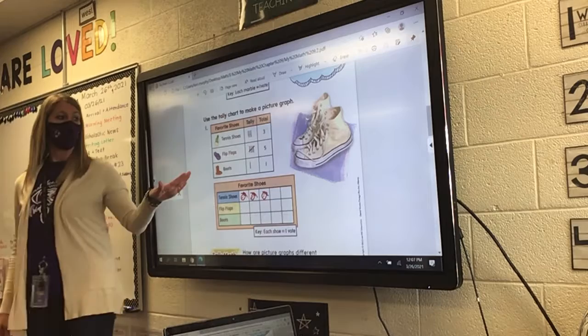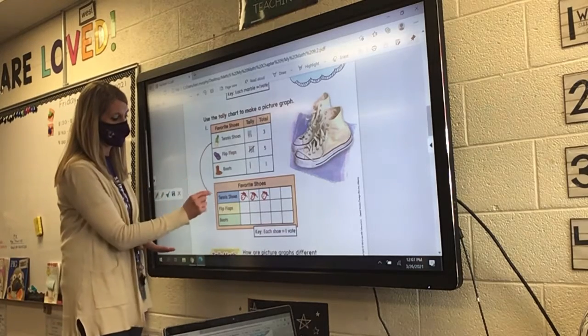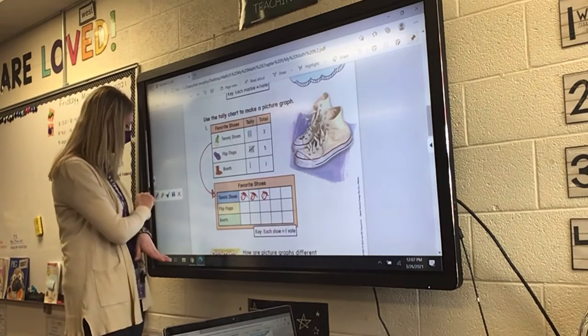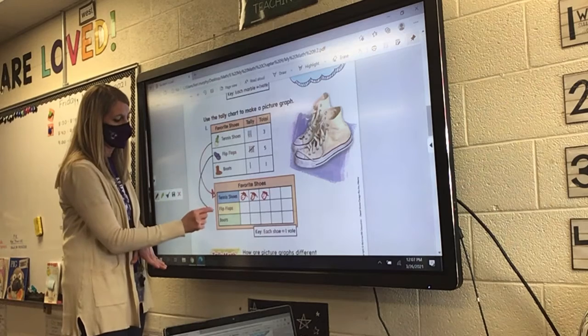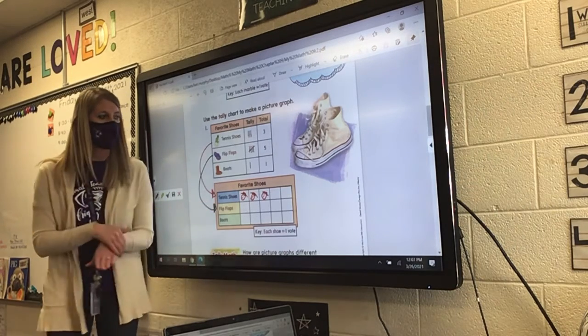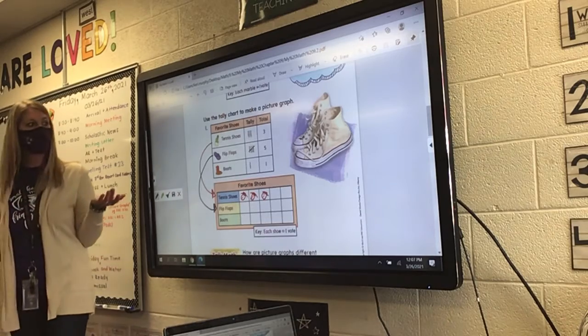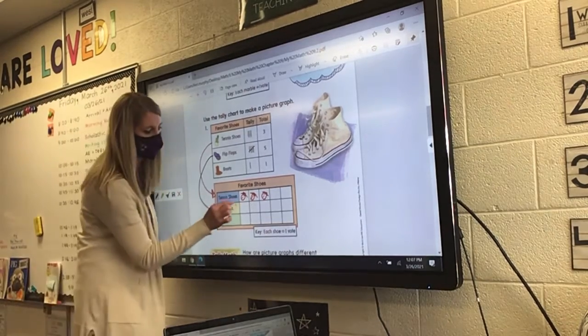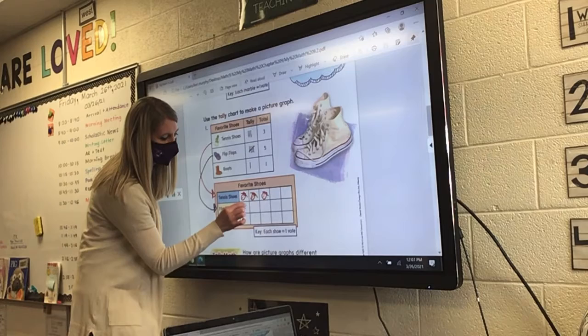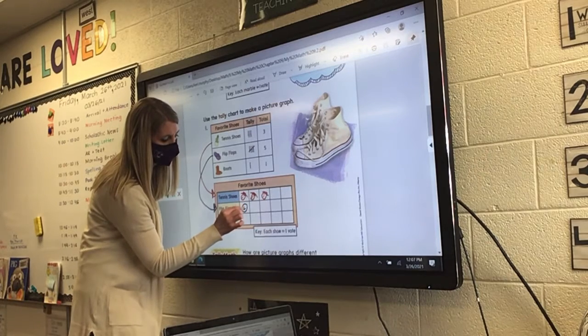Okay, now we have our tennis shoes done. Now we're going to go to our flip flops. Should be easy. All right, and we have 5 flip flops. So you're going to draw, do your best. I know flip flops are kind of hard, but you're going to draw 5 flip flops.